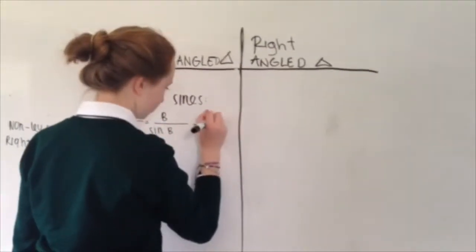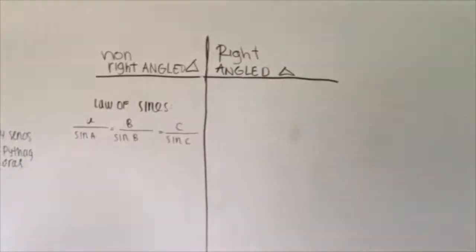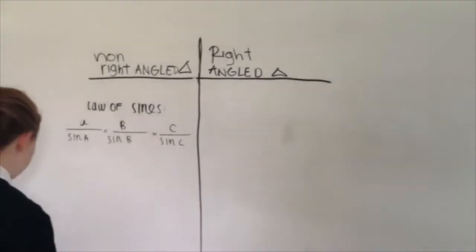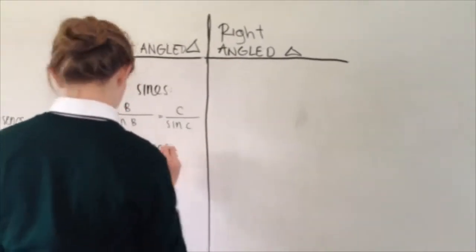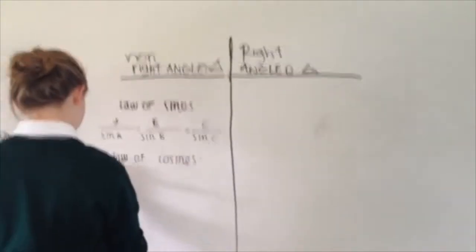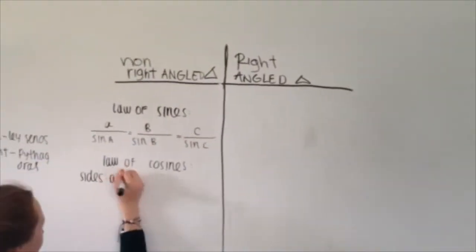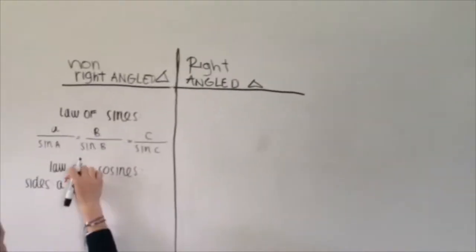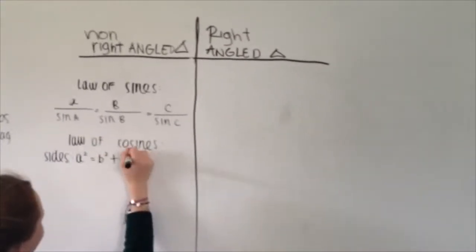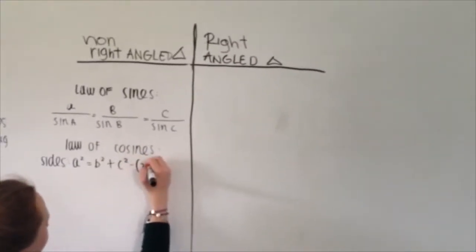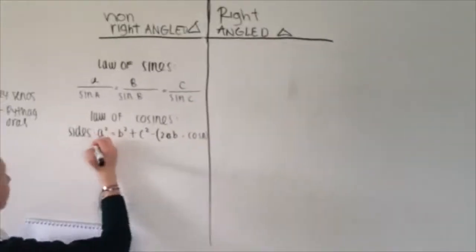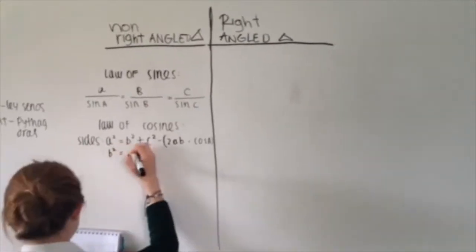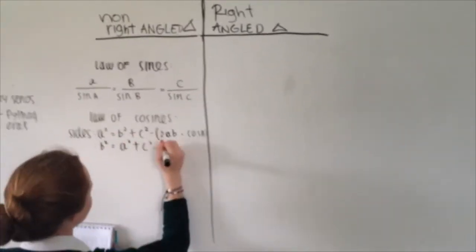The law of sines. A divided by sin of A equals B divided by sin of B, which also equals C divided by sin of C. This law is used for finding out sides. So, to find side A, you have to do the equation A squared equals B squared plus C squared times 2 times B times C. And then you times that by cosine of A.